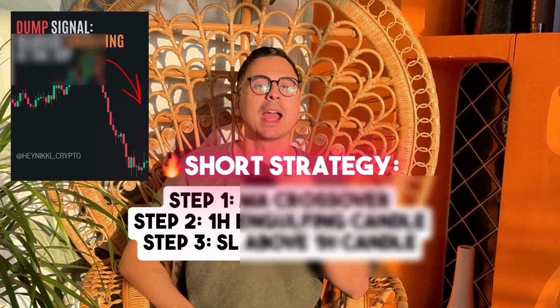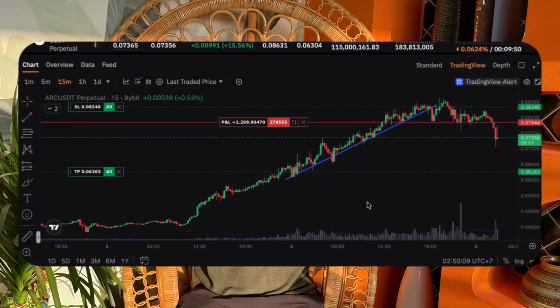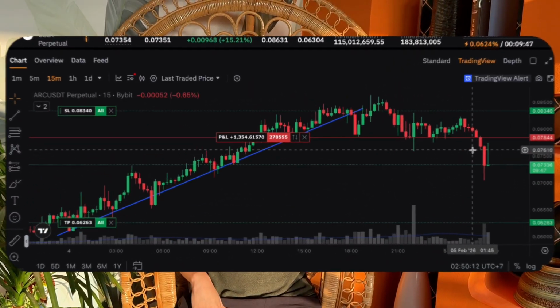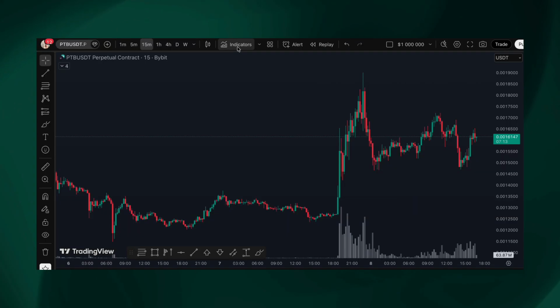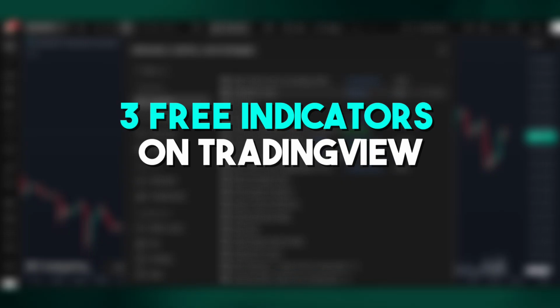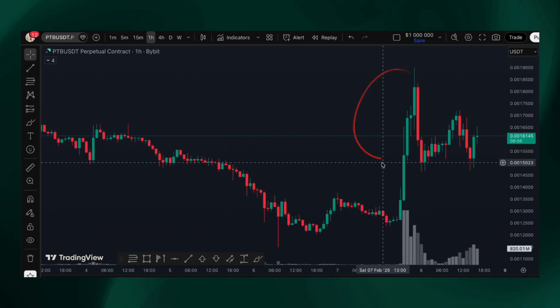With this strategy, I made $1,750 in just a few hours. It's a trend reversal strategy I use to open short positions in the crypto market. And yes, it also works on forex, stocks and indices. The best part? It uses only 3 free indicators on TradingView and 1 simple candlestick pattern.